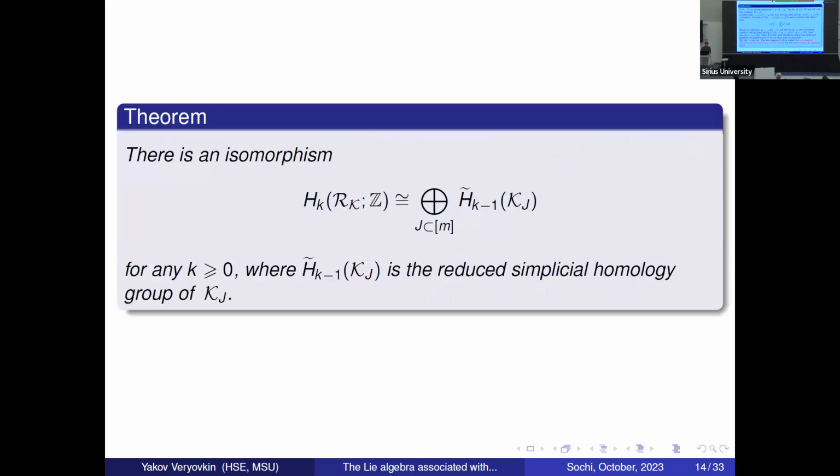Okay. We have a theorem that the homology is isomorphic to this direct sum for any k greater than or equal to 0, where like this. This is a theorem; for the proof, see the next theorem. Okay.